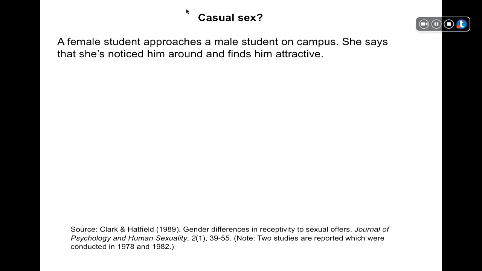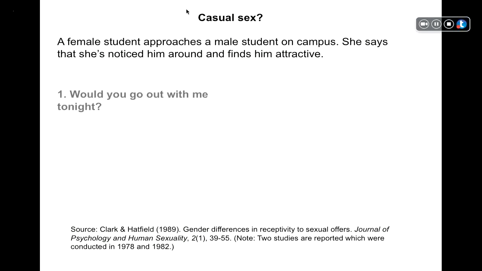So this is based on an actual study. The sources are at the bottom of the slide. A female student approaches a male student on campus. She says she's noticed him around and finds him attractive. So Clark and Hatfield had set the study up so that their confederates, that is, these research assistants, position themselves on campus. In this instance, it was a female research assistant and asked a male passerby these questions.